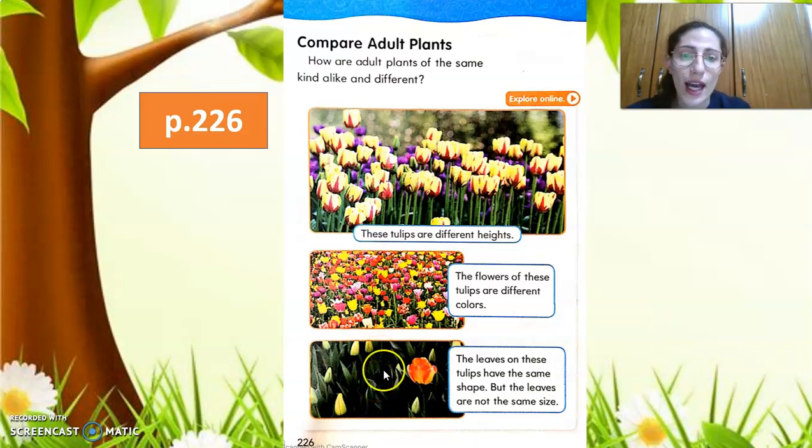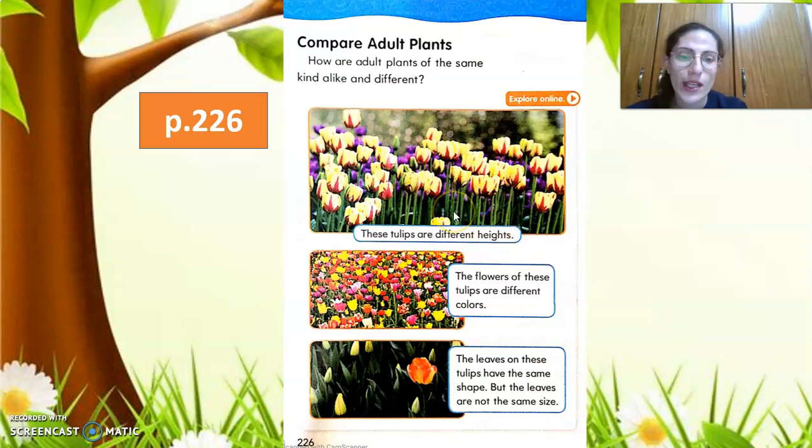So now we're going to learn in this section how to compare the adult plants of the same kind. How do they look the same and how are they different, okay? So let's check out and see. In the first picture, these tulips are different heights. When we say different heights, it means some tulips are long, other tulips are shorter, right? Or some tulips are taller than other tulips, right?